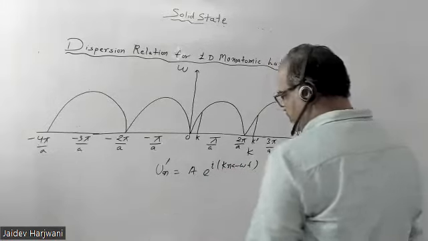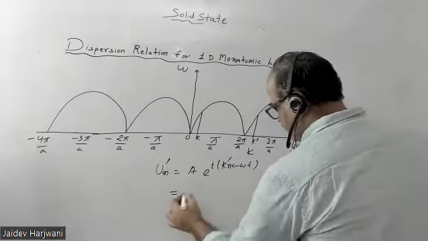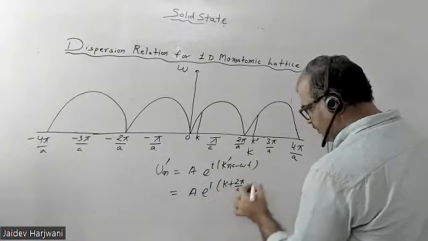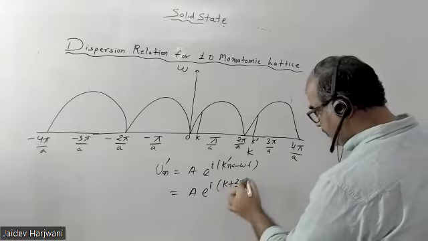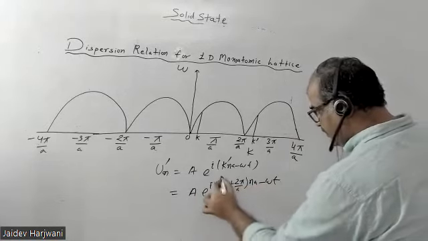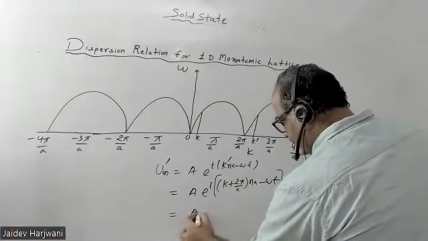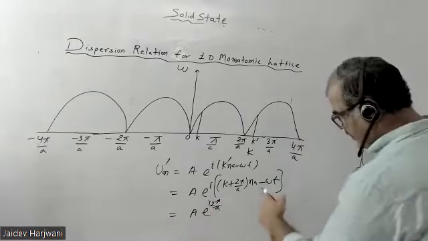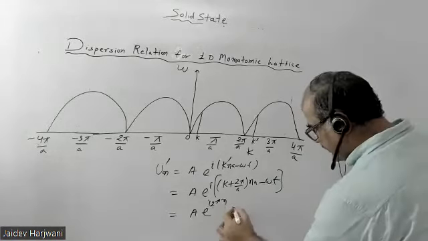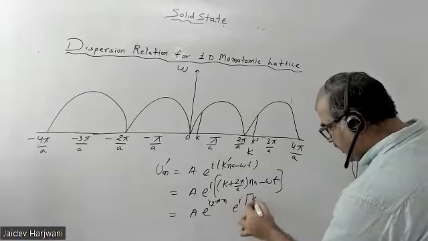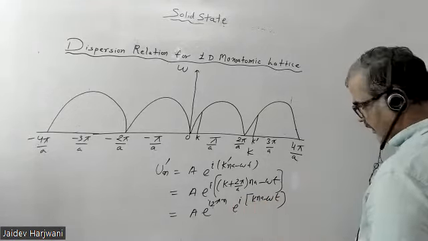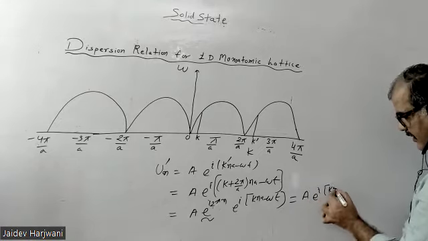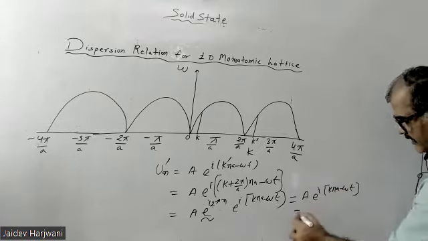Okay, so if I take u dash k dash, where k dash is k plus 2 pi by a, k into na minus omega t. If I solve this one again, I get e power iota 2 pi by a times na. The a cancels, so iota 2 pi n, and I will get exponential iota k na minus omega t, and e power iota 2 pi n is nothing, it is 1. So again I get u n equals A e power iota (k na minus omega t).